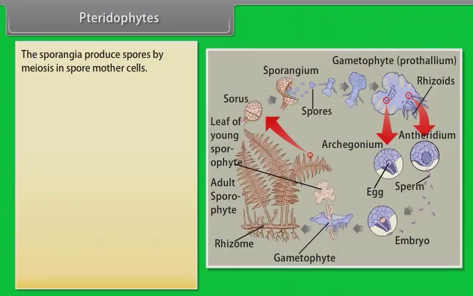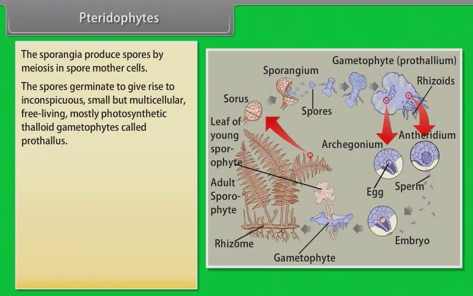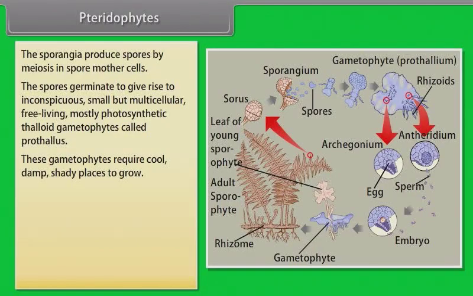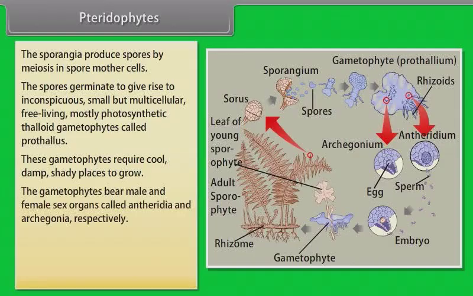The sporangia produce spores by meiosis in spore mother cells. The spores germinate to give rise to inconspicuous, small, but multicellular, free-living, mostly photosynthetic thalloid gametophytes called prothallus. These gametophytes require cool, damp, shady places to grow. The gametophytes bear male and female sex organs called antheridia and archegonia, respectively.